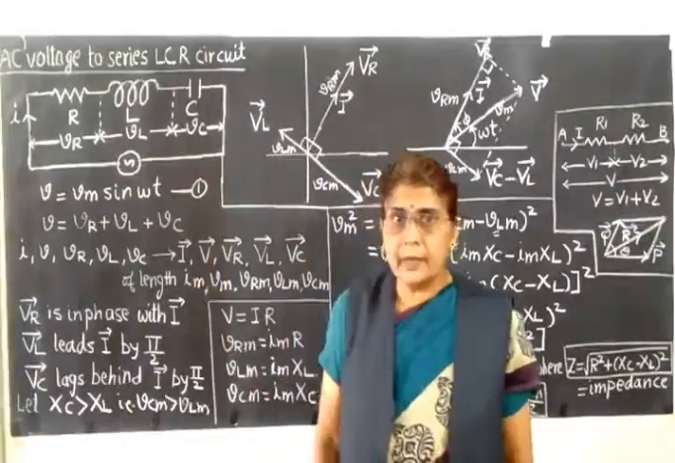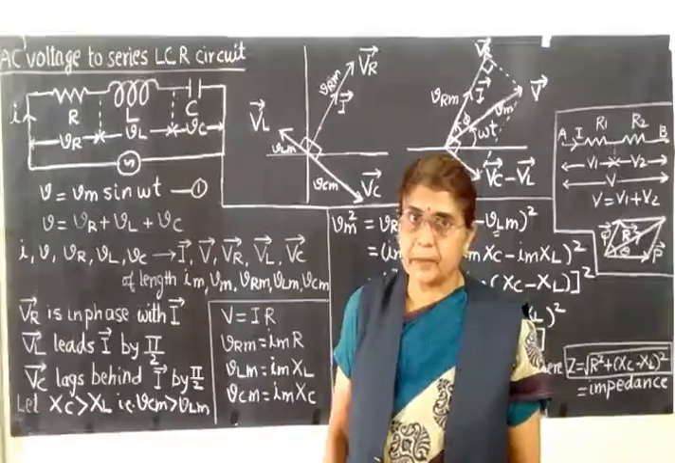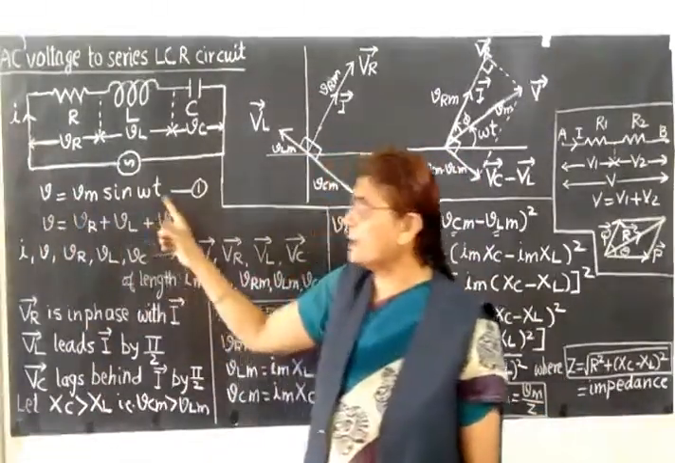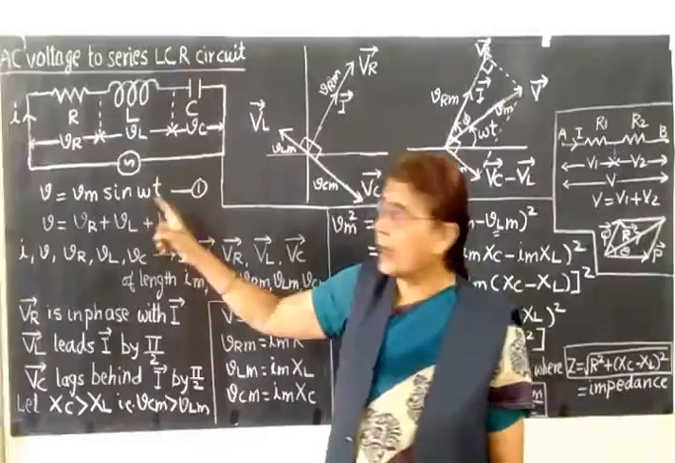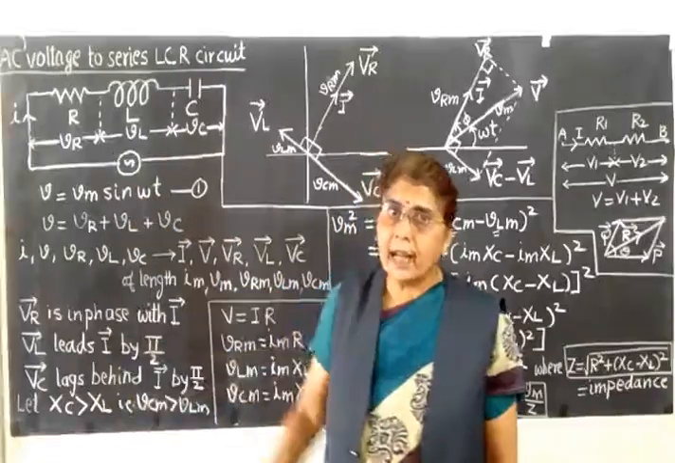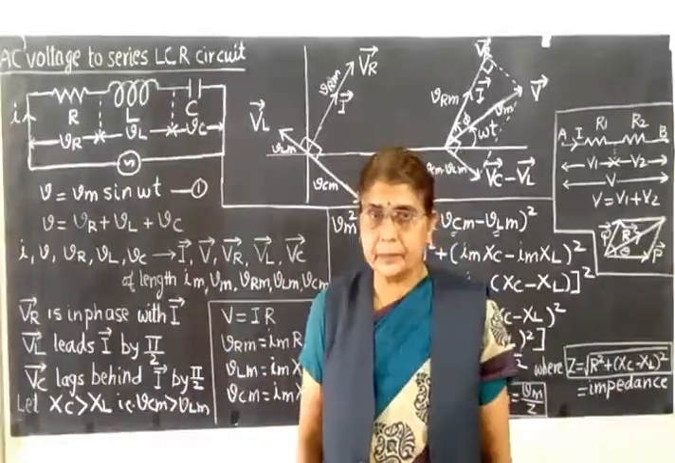What are these various terms in this equation? V is the instantaneous voltage at a given instant of time t. Vm is the peak value and omega is the angular frequency.